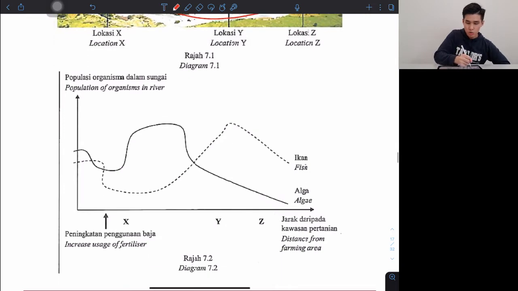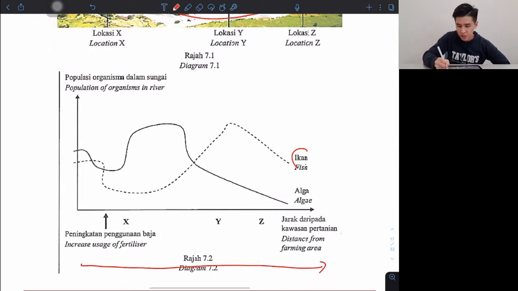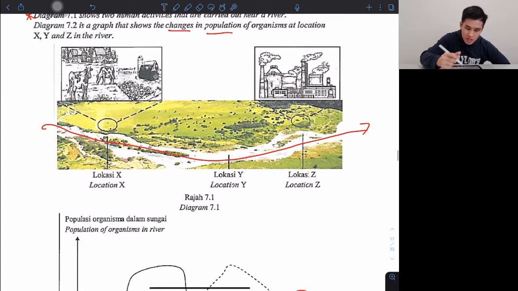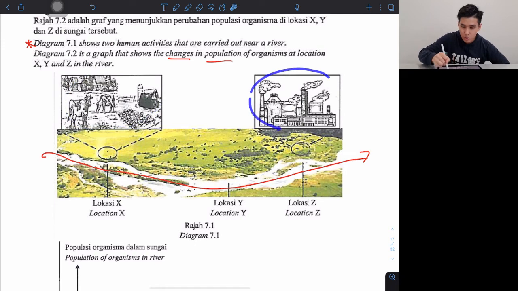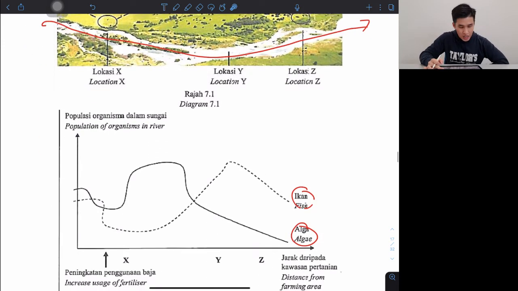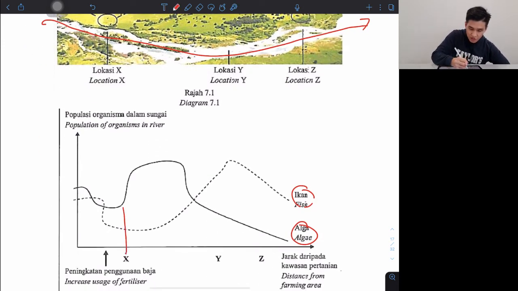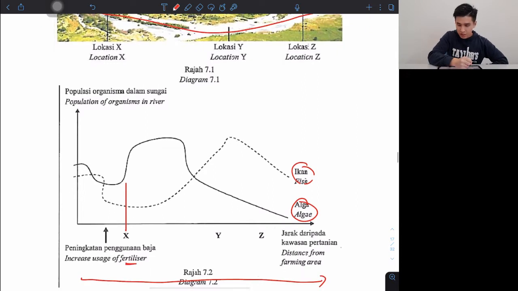So here they show you throughout the river the change in population of fish and algae. You can see at X is where you have farming, and then at Z you have a factory, which I'll explain what actually happens here later. At X, as soon as there's farming, fertilizer increases, as they say here. Meaning you can see your algae increase, and fish decrease slightly. So here, algae increase, fish decrease.